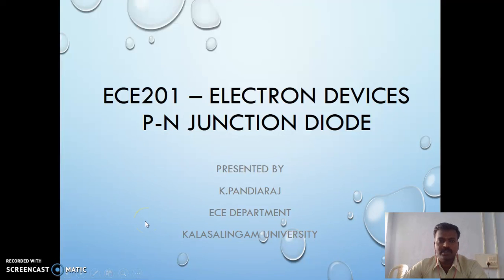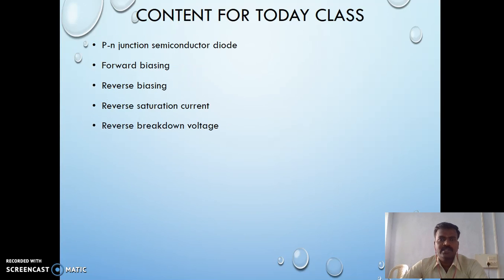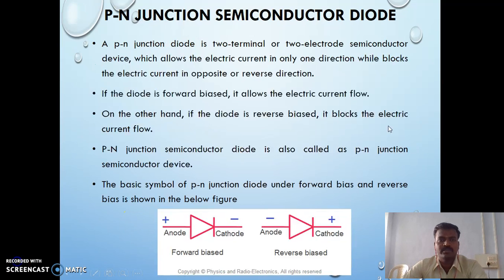Today we are going to discuss the PN junction diode. These are the topics we have discussed in the previous classes: formation of a PN junction, formation of positive ions and negative ions, and the depletion region. Today we are going to discuss the PN junction semiconductor diode, forward biasing, reverse saturation current, and reverse breakdown voltage.